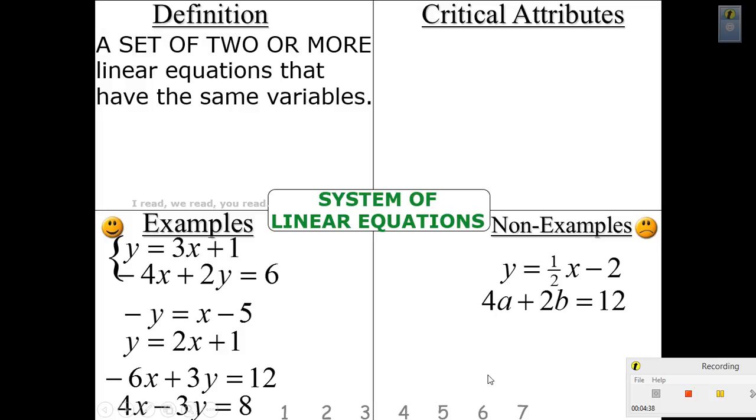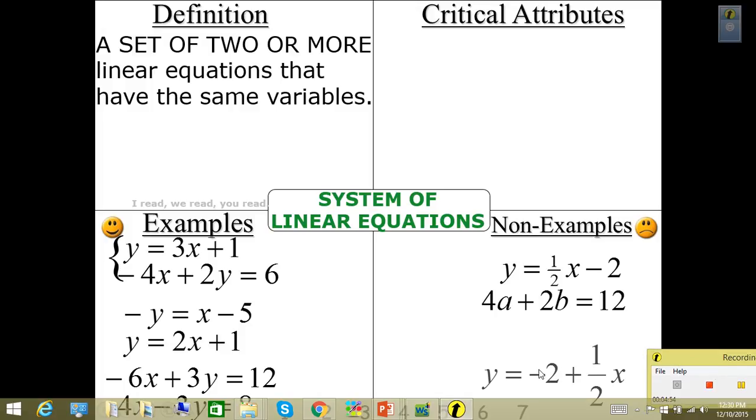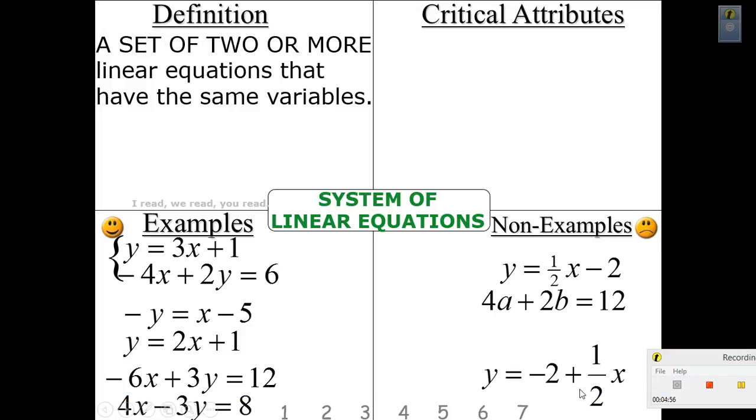Now let me show you another non-example. Look at this one. y equals negative 2 plus 1/2 x. Tell your neighbor why this is not a system.